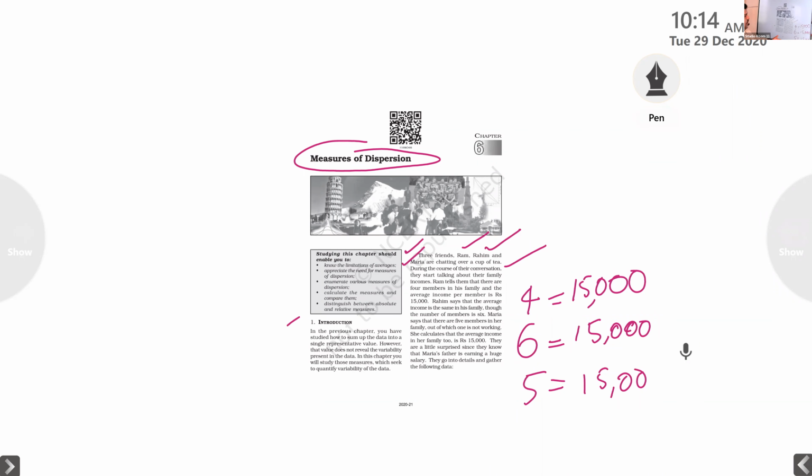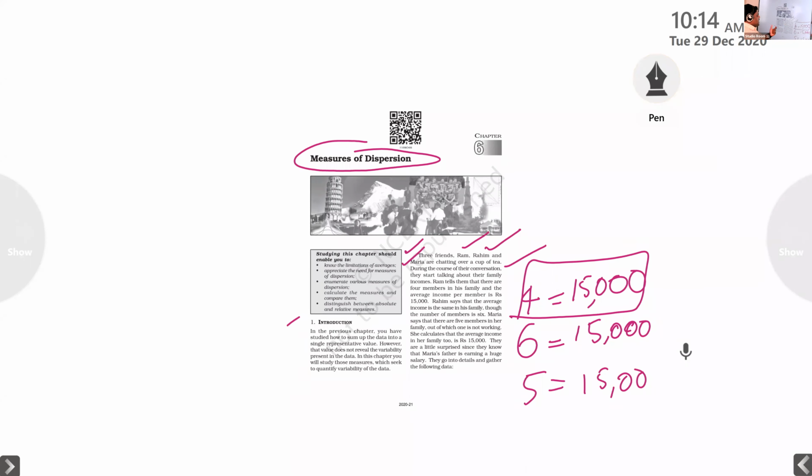So you can see here, in one family only 4 members are there, another one 6, next one 5, but their average income is 15,000. We cannot find the differences between income within these families, right? Impossible, right? No information is there.